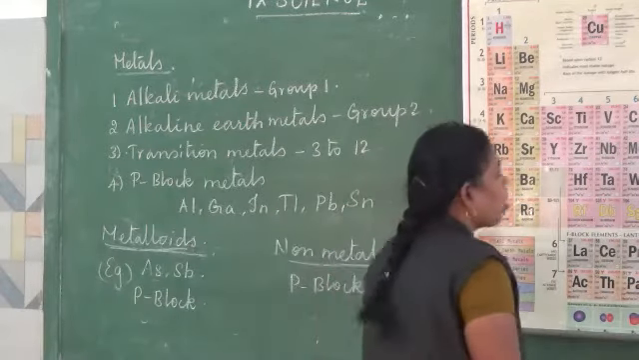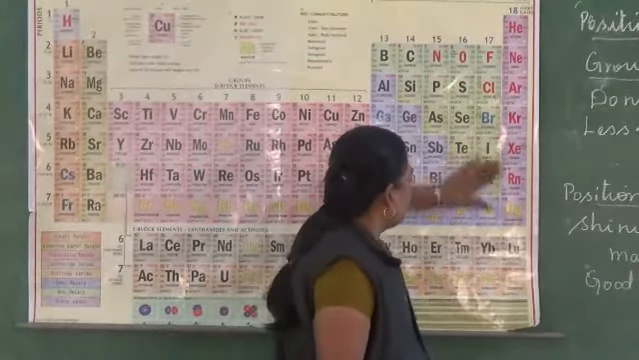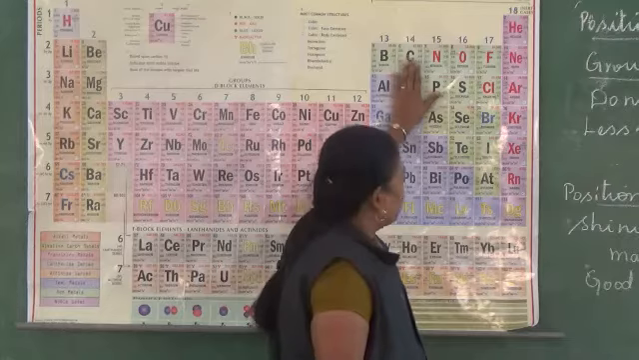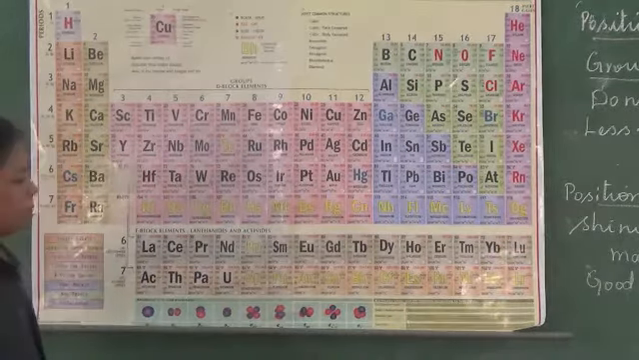The non-metals occupy the upper right corner of the periodic table. The upper right corner of the periodic table contains non-metals. And next we are going to see about alloys.